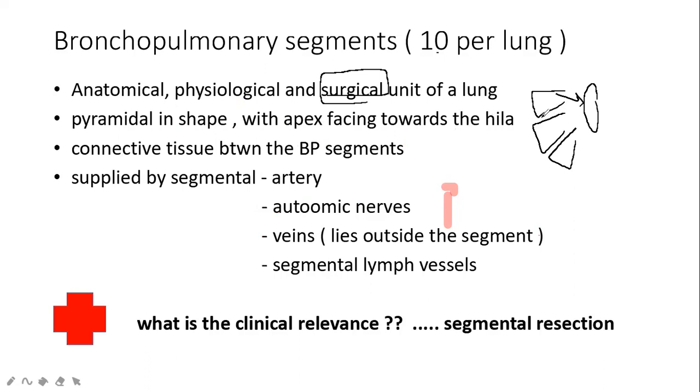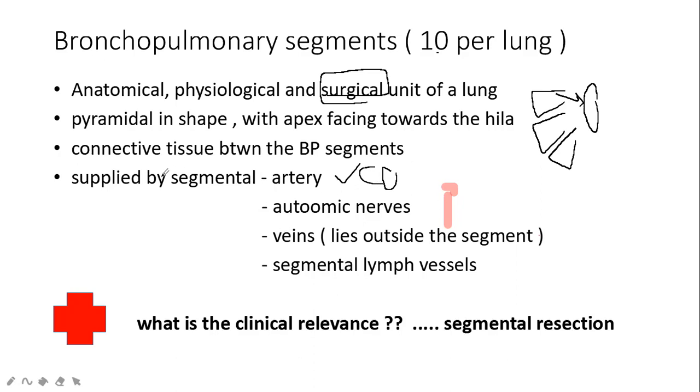So there will be connective tissue there, and connective tissue over there. Each segment is supplied by a segmental artery, which comes from the pulmonary artery. The segmental artery from the pulmonary artery carries carbon dioxide. It is also supplied by the autonomic nerves.